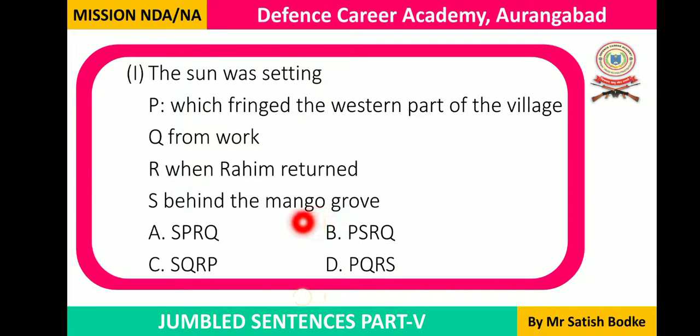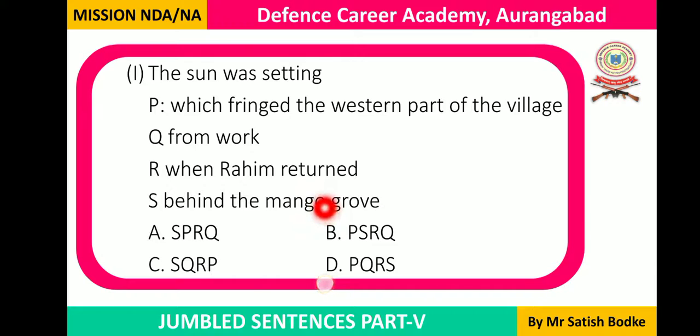Setting behind. So this should obviously appear first. Behind the mango grove, which, here, is a relative pronoun used to refer to this mango grove, which fringed the western part of the village. The western part of the village was fringed, it means covered or shadowed, by the mango grove. So there is a relation between this which and the mango grove, because which is a relative pronoun modifying this mango grove.